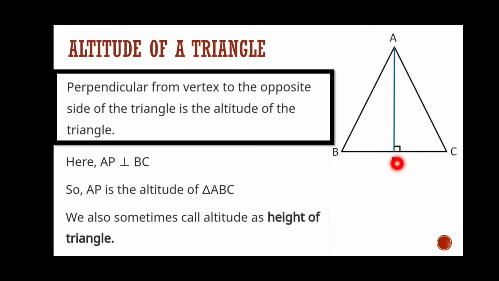Altitude is always perpendicular to the opposite side. Perpendicular means that it makes an angle of 90 degrees to the opposite side. Sometimes we also call this altitude the height of the triangle. So altitude and height, we use both the terms for the triangle.